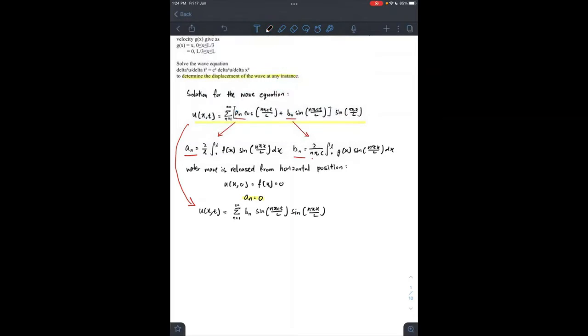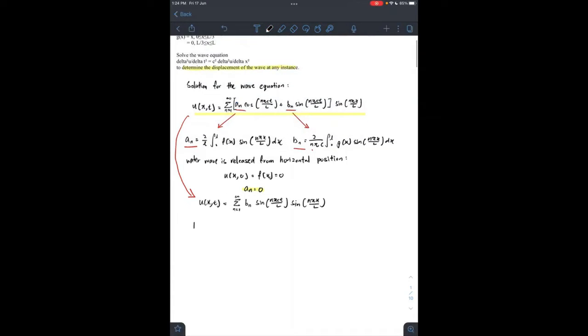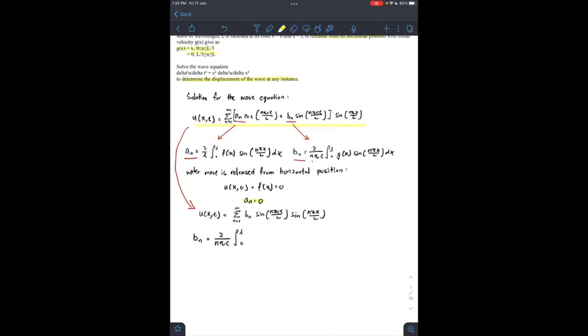The next thing we need to find is B_n. B_n is equal to 2 over n pi c, integral from 0 to L of g(x) sine of n pi x over L dx.